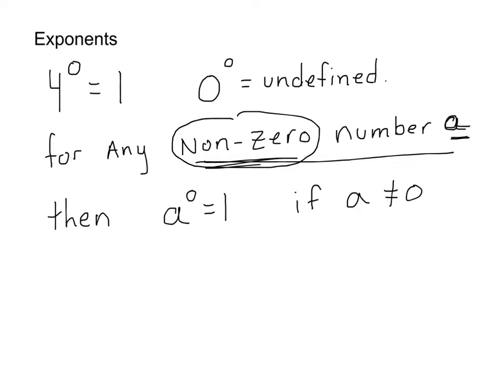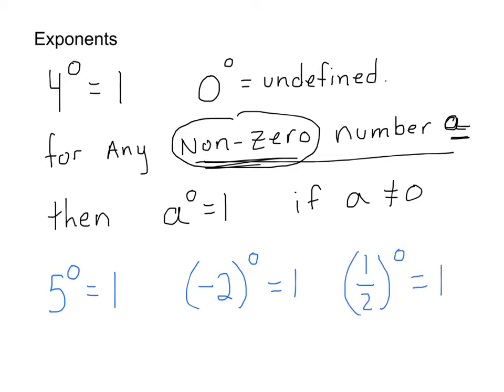And so let's look at 3 real quick examples. 5 raised to the 0 power will equal 1. -2 raised to the 0 power will equal 1. All right, 1/2 raised to the 0 power will equal 1. So what you should notice is that if I take a number and I raise it to the 0 power, I get 1. The only time that's not true is 0 to the 0 power is undefined.